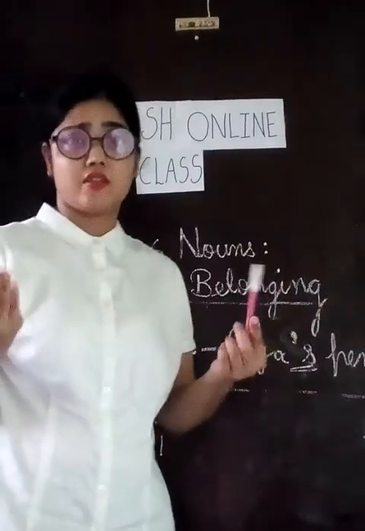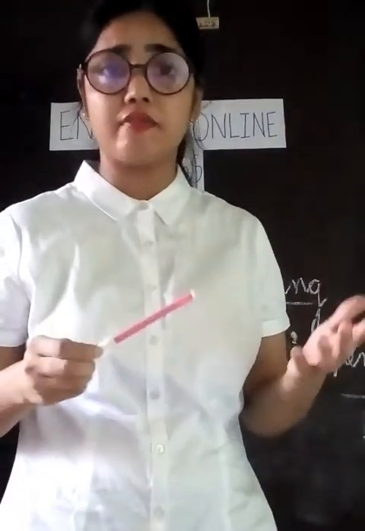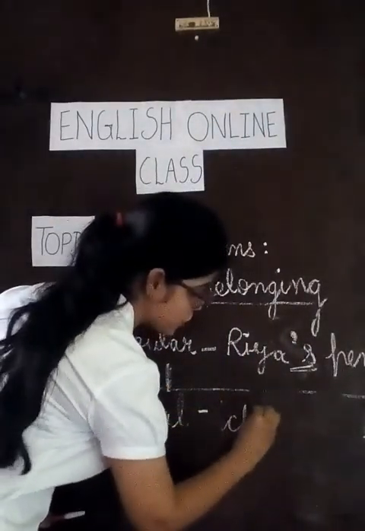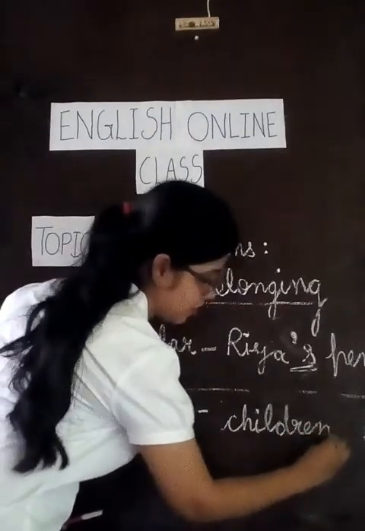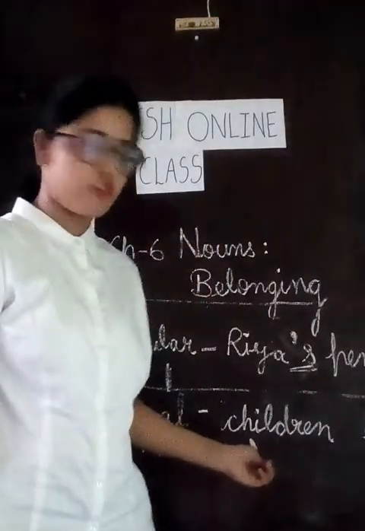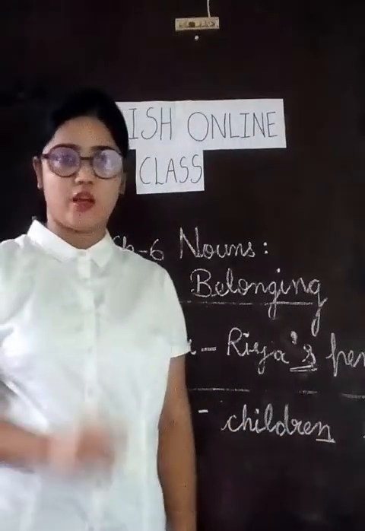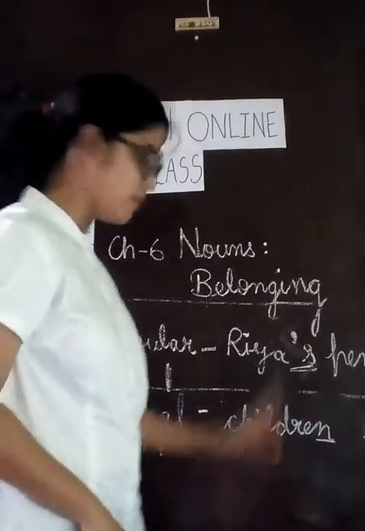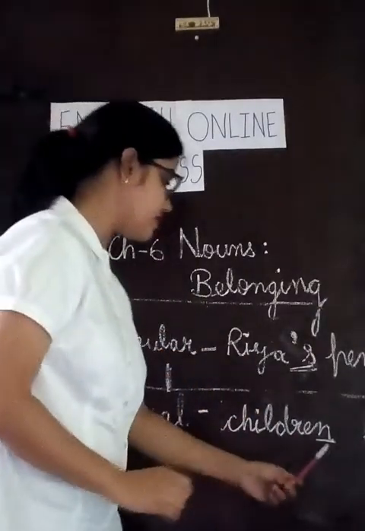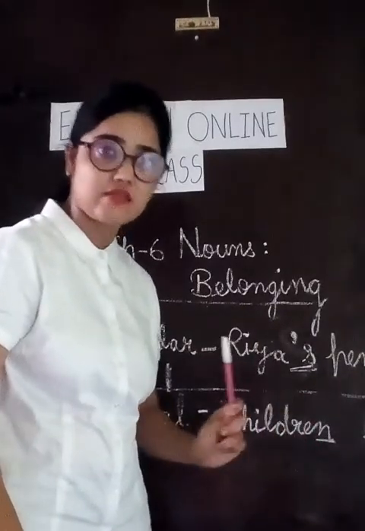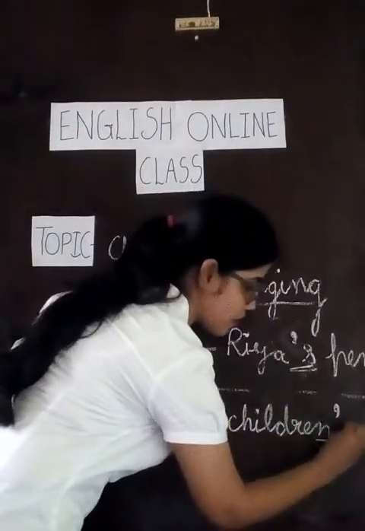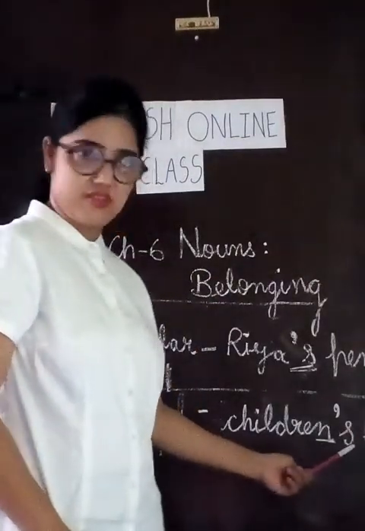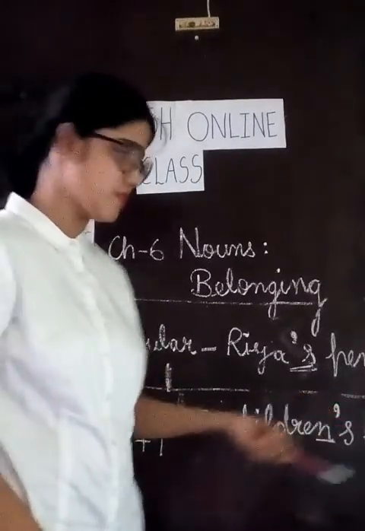Now what about plurals that do not end with s? There are many plurals which are not ending with s. For example, let's say children. This word is children, and does it end with s? No, but it is a plural noun. It means more than one, but it doesn't end with s. That is why we will add apostrophe s. It will become children's.